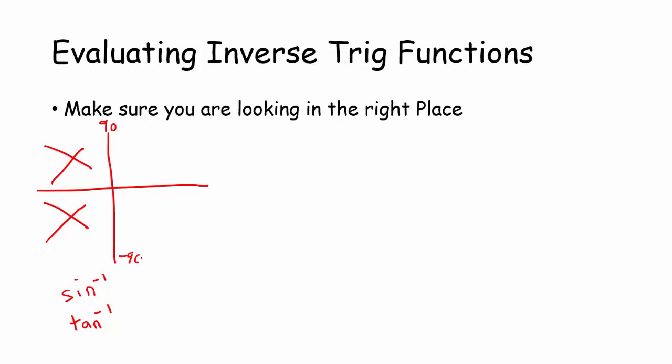negative 90 degrees and 90 degrees, or negative pi over 2 and pi over 2. Those are what the outputs are going to be. That's the range of the functions. And for the cosine inverse function, we're only going to look between 0 degrees and 180 degrees. We're only going to draw pictures in the first two quadrants. So that's the first thing that you just memorize. And then in the Khan Academy videos and in class we've talked about why that necessarily has to be the case.